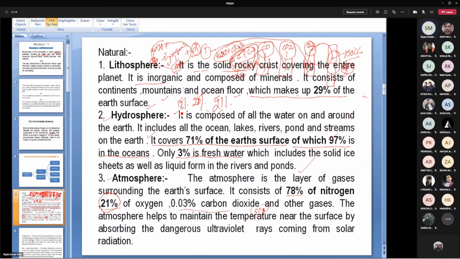Now the question is this: 19, 20, 21, what is the reason? Due to the suspended particles present in the atmosphere, this result will vary.